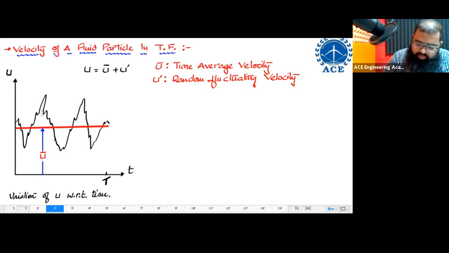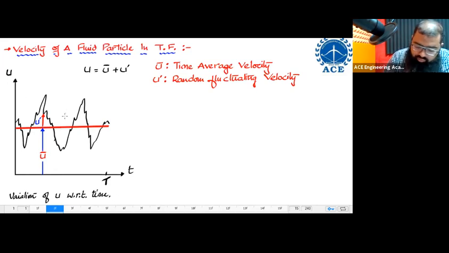And what is u prime over here? Now you see, there is going to be some fluctuating part also with respect to the average velocity. That fluctuating part is known as u prime. For example, if you look over here, in this particular case, the fluctuating part is equal to this much part. This part over here is u prime. Now you have to understand that u prime is going to be positive.